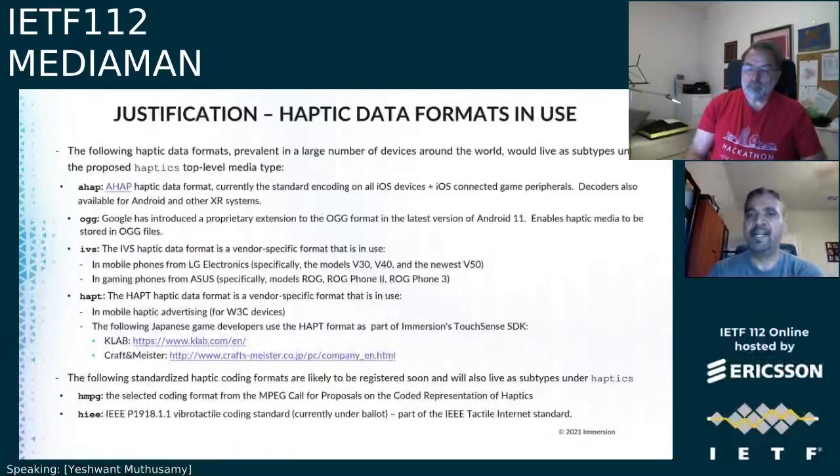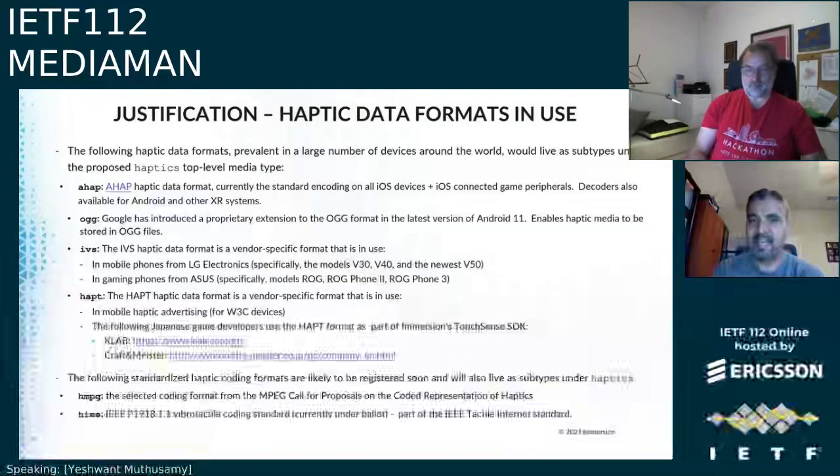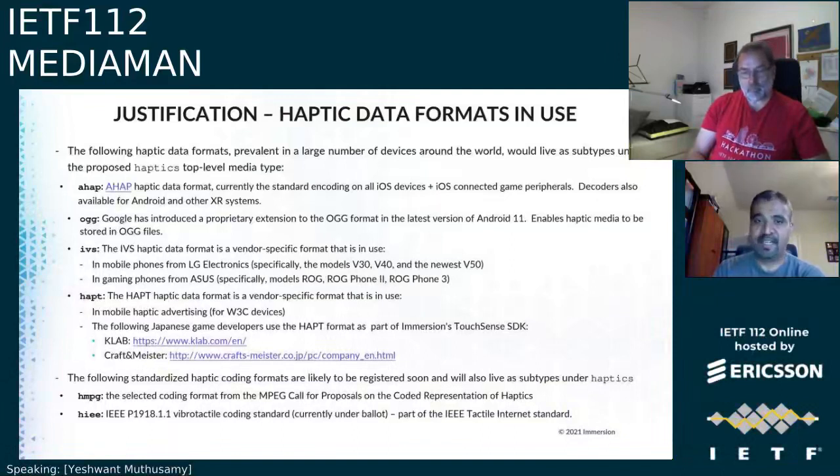There are a number of haptic data formats already in use around the world. The most common of them are AHAP, which basically began life in iOS devices, but now there are decoders available for Android and other XR systems. There is the OGG. In Android 11, Google introduced a proprietary extension to the OGG format, specifically for haptic media. And there is the IVS format, which is used in a number of mobile phones in Asia from LG and Asus. And then the HAP format has also found use among a number of game developers around the world.